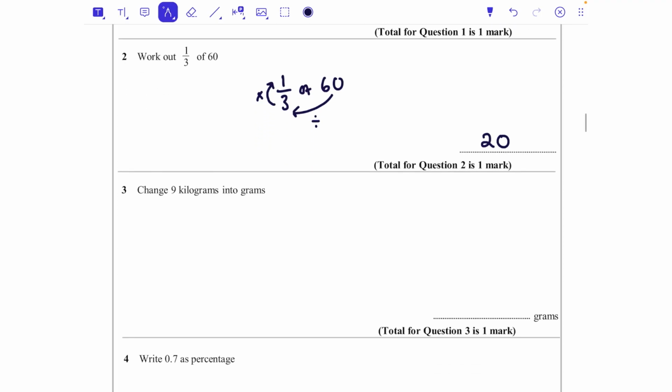Change 9 kilograms into grams. For these questions, for conversions, I find it helpful to write down a fact I know is true. I know that 1 kilogram is equal to 1,000 grams. Kilo anything, the K is going to be 1,000. If I had 3K in my bank, it'd be £3,000. So kilogram is 1,000. So 9 kilograms then, to get from kilograms to grams, we are timesing by 1,000. So that is going to be 9,000 grams.